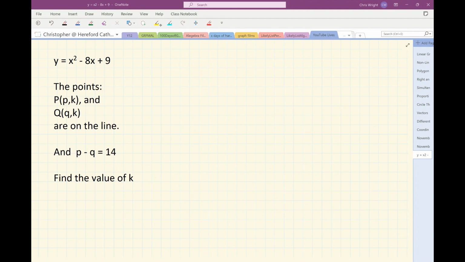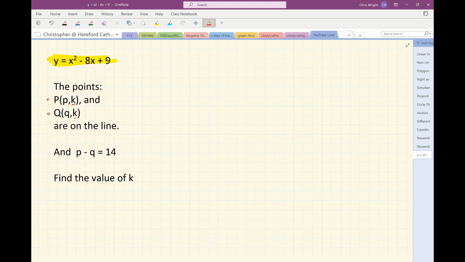Right, now in this question, we have a quadratic equation, and we are told that there are 2 points, the point P and Q, which lie on the line. Now I notice that both the points P and Q have the same y coordinate. Okay, and those 2 points are on the line.